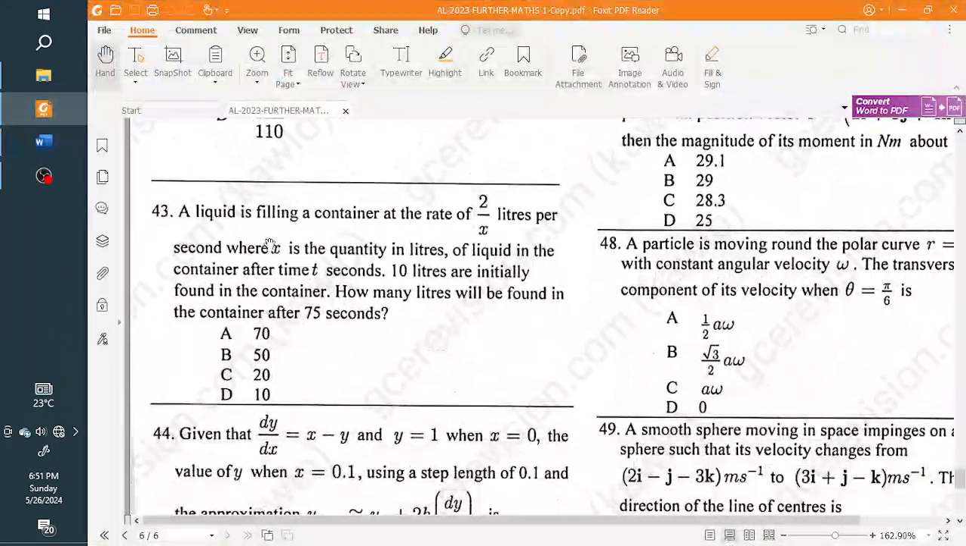43. A liquid is filling a container at a rate of 2 over x liters per second, where x is the quantity in liters of the liquid in the container at time t seconds. 10 liters are initially found in the container. How many liters will be found in the container after 75 seconds? So we have to create a relationship between the rate of filling the container and the quantity in liters at time t seconds.